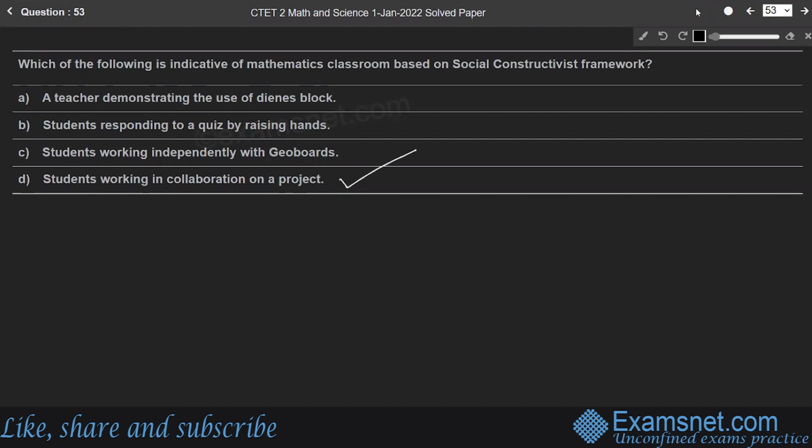Here, social constructivism focuses on the collaborative nature of learning. Knowledge develops from how people interact with each other, their culture, and society at large. Students rely on others to help create their building blocks, but learning from others helps them construct their own knowledge and reality. Hence, students working in collaboration on a project is indicative of a mathematics classroom based on social constructivist framework.